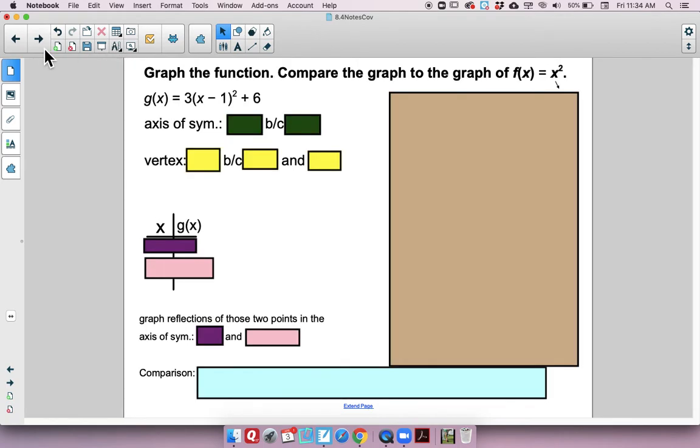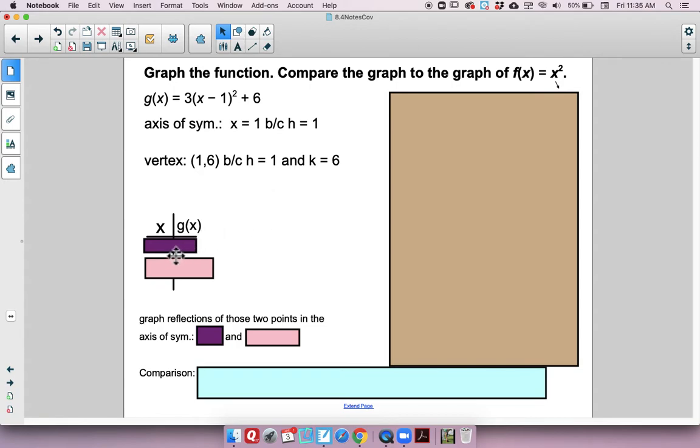Okay? All right, so go ahead and try this one, and then we'll come on back together. Okay, so hopefully you saw that h in this case was 1, k was 6. So our axis of symmetry is x equals 1 because h equals 1. Our vertex would be h comma k, so 1 comma 6. Again, because h is 1 and k is 6.